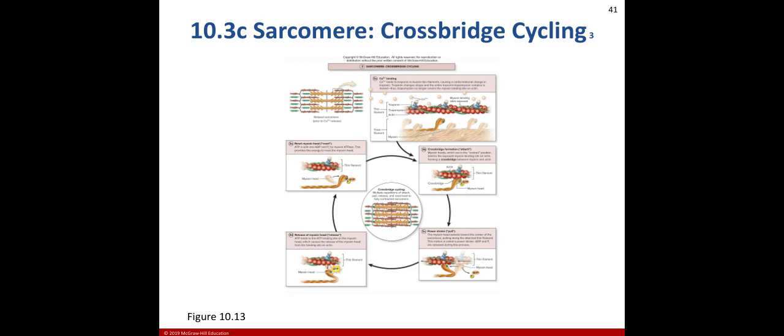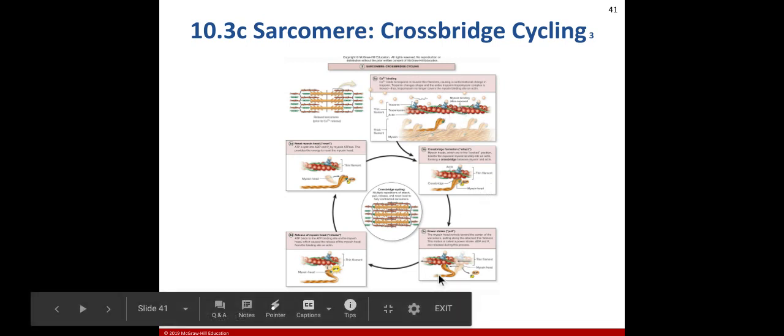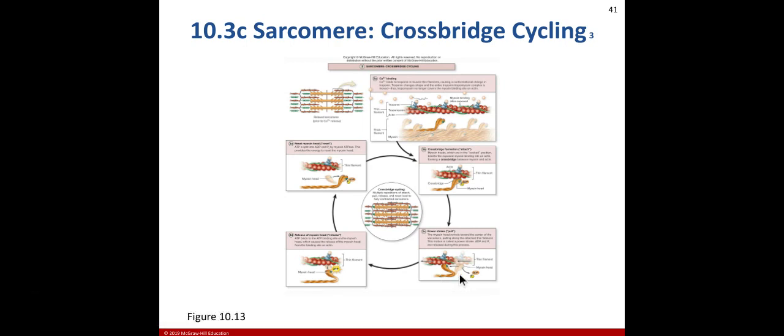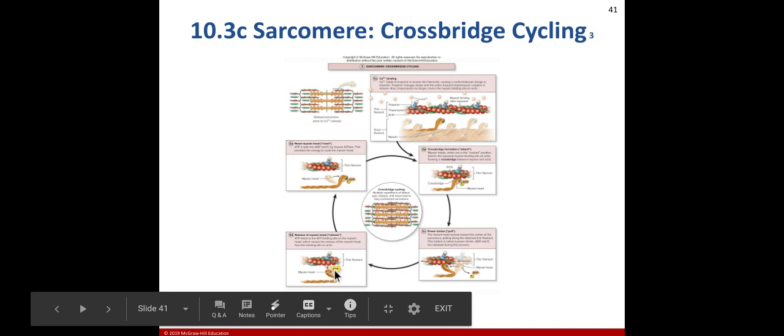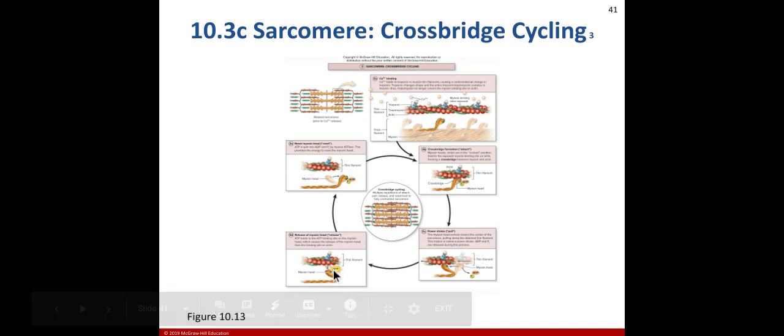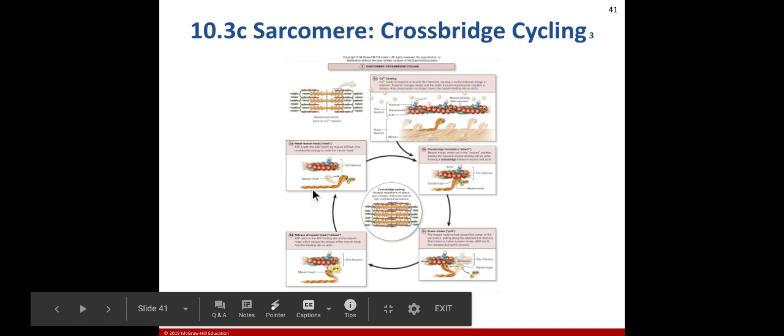And this is a picture that comes from your book showing you that. We've taken this little section right here where we have the overlap of our thin and thick filament, and we show you that we've got these calcium ions attaching here to our troponin. We've got our myosin heads attaching here to the filaments, and then we've got our power stroke, our little flick, in which we use ATP to do that. A new ATP will bind, and then the filament will let go, and we can do this again.